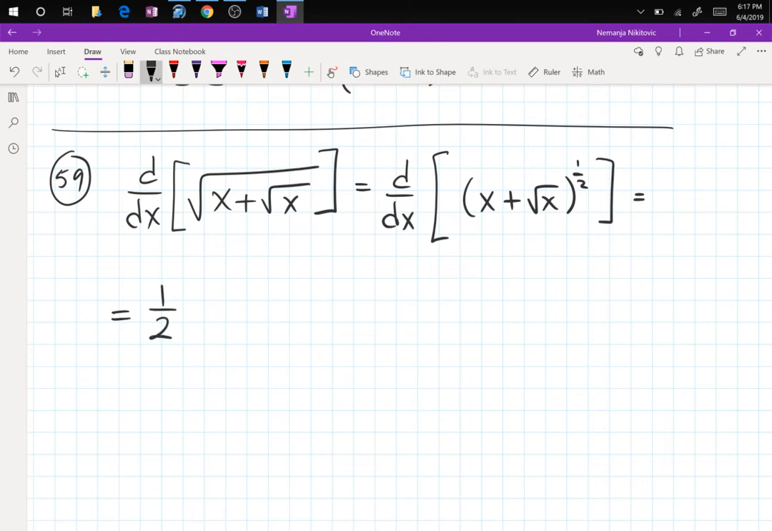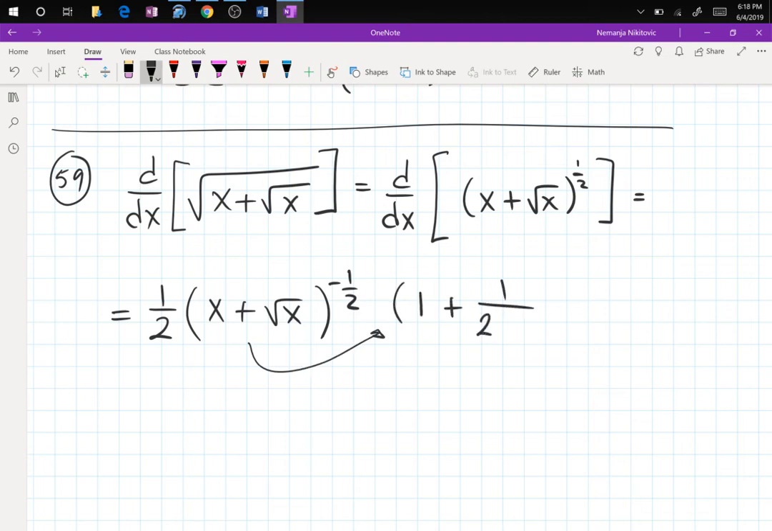The derivative would be 1/2 times this to the negative 1/2. We are using the basic rule of exponents where you subtract 1. Now the guts are x plus square root of x. And then we take the derivative of the inside, which is 1 plus 1 over 2 root x. Maybe you memorized by now that the derivative of square root of x is 1 over 2 root x. It's a good thing to memorize.